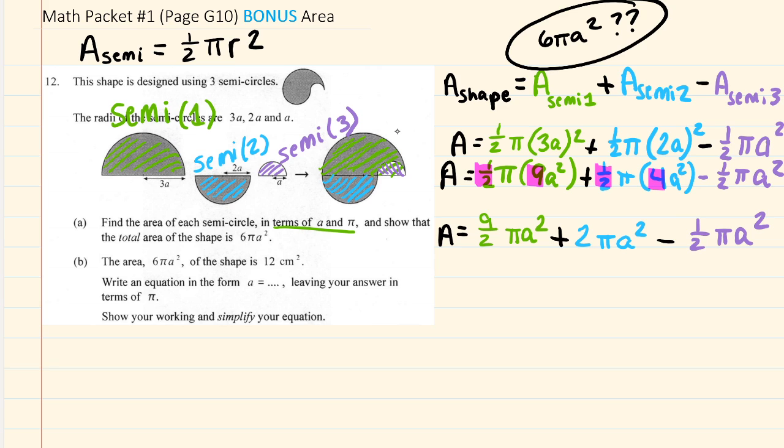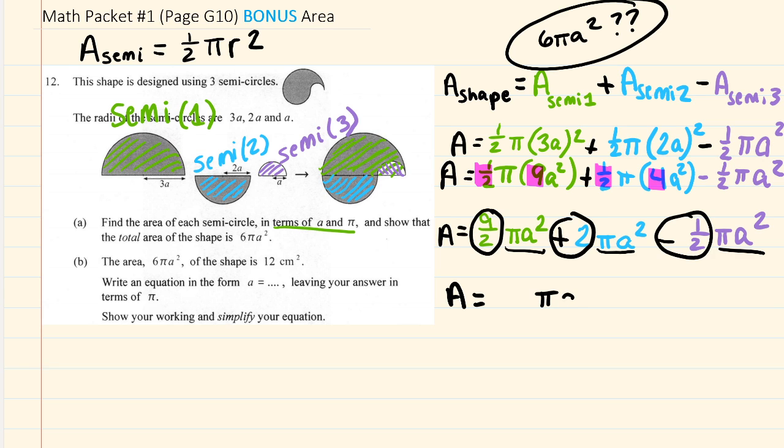Okay, now if you look at the three terms, I've got something pi a squared plus something pi a squared minus something pi a squared. So these are like terms, so I can actually combine these like terms into one term. So I'm just going to do 9/2 plus 2 minus 1/2. And whatever that is, I just tack pi a squared to the end of it.